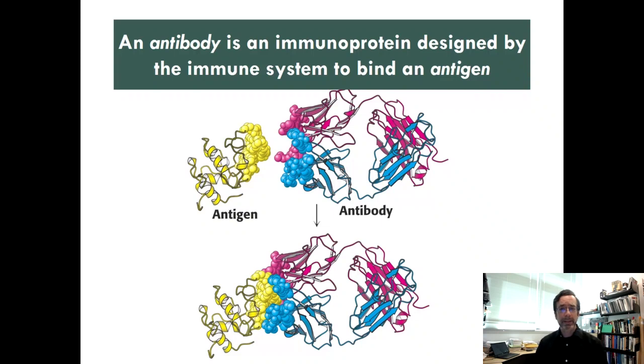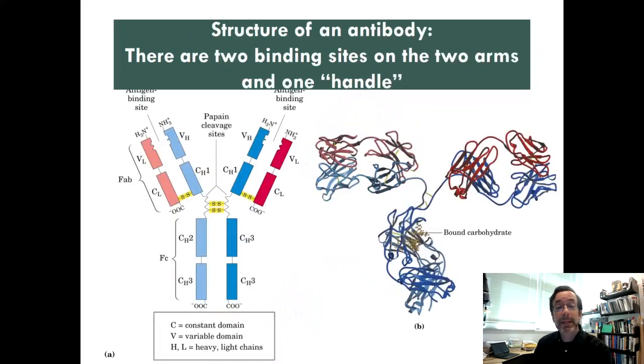And so an antibody is an immunoprotein. It's just a protein made of 20 amino acids plus some sugars on it. And it is designed and evolved by the immune system. Those are compatible terms, not mutually exclusive. An antibody's job is to bind an antigen that generates antibodies. An antigen can be anything.